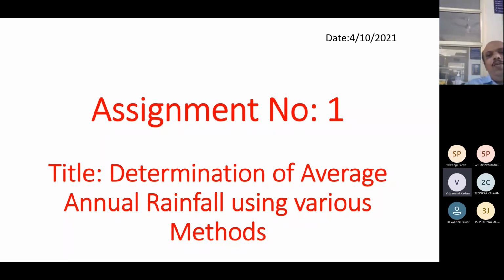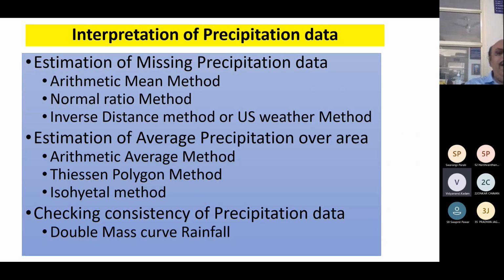At present, you just keep in mind that to find out the average annual rainfall, a rain gauge network is established. And with the help of this rain gauge network, it is possible to find out the missing precipitation data. It is possible to find out average precipitation over an area or over a catchment. And also it is possible to check the consistency of precipitation data.